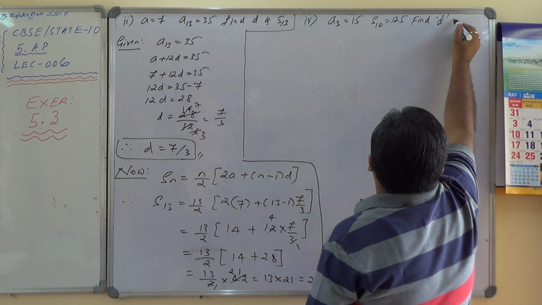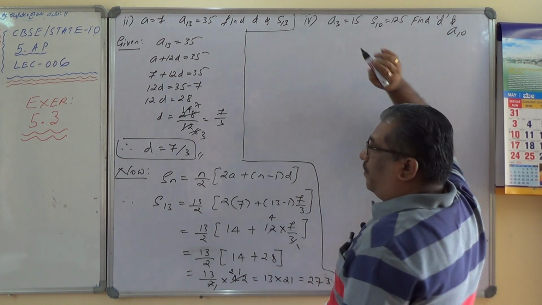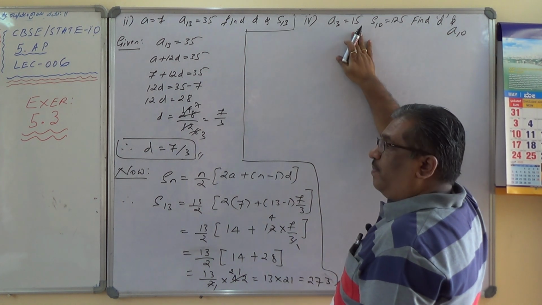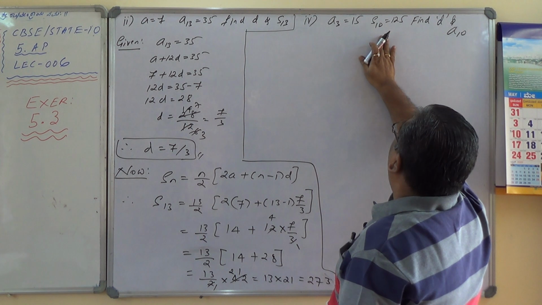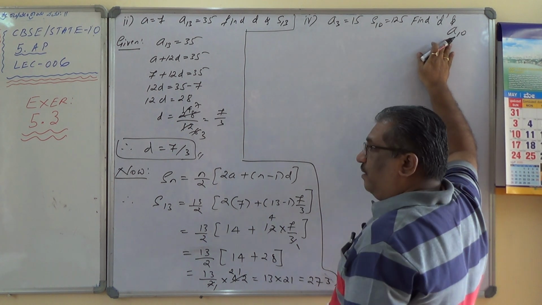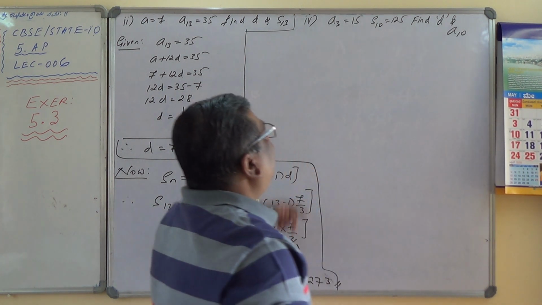Find the common difference and A10. Let me check it. A3 equals 15, S10 equals 125. Find D and A10. How do you find this now?